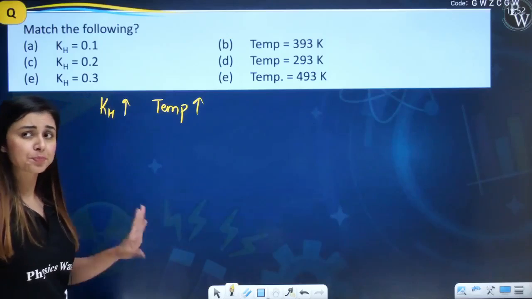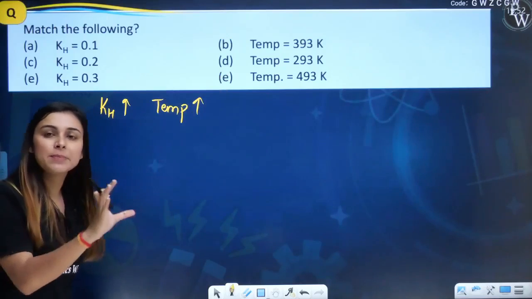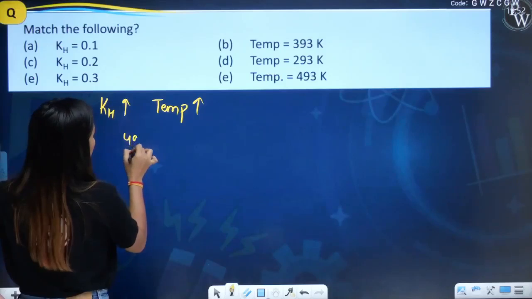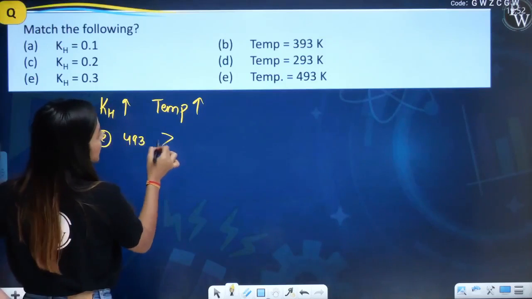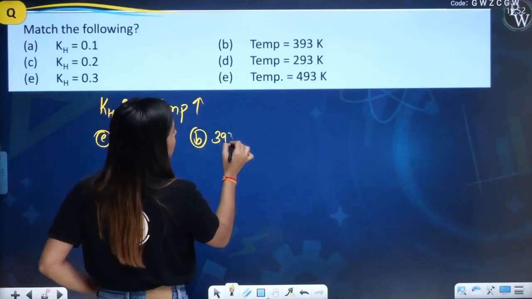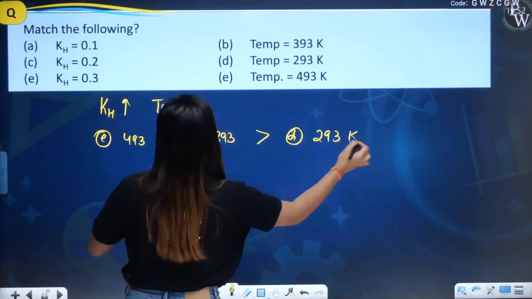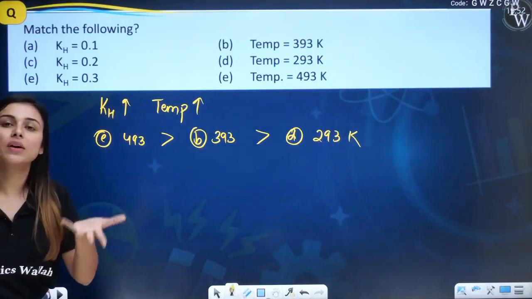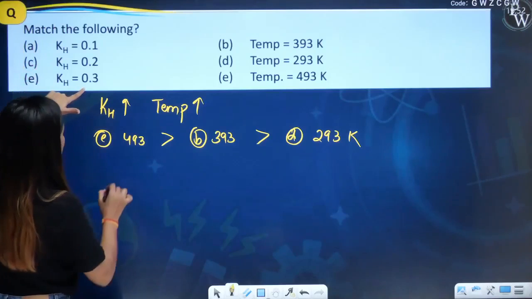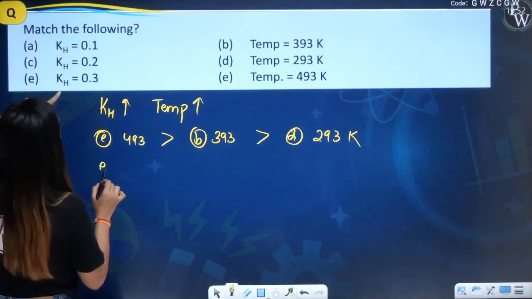Perfect. So first let's write the temperatures in increasing order. 493 Kelvin, which is your E. No, then it will be B, which is 393 Kelvin. And then it will be D, which is 293 Kelvin. I know more the temperature, more the KH value. So you have to just write the increasing order of KH values. Write the increasing order. The maximum is for A, B, C, D, E.